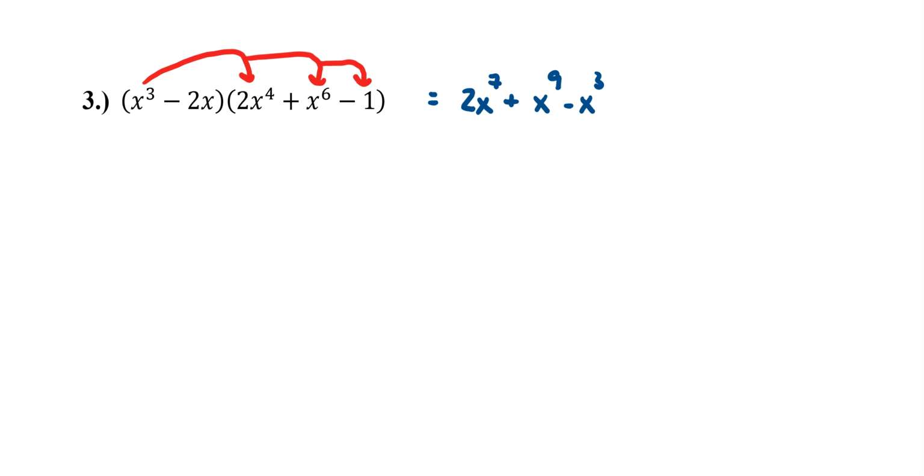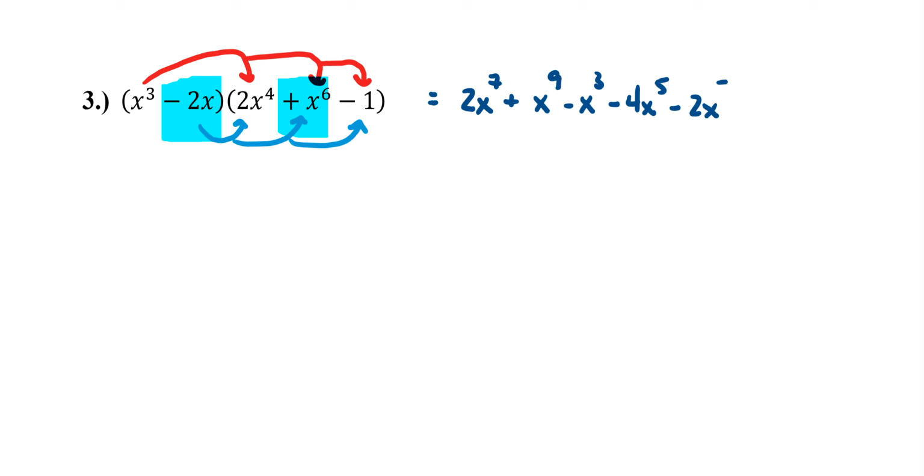And now we're going to do the same thing for negative 2x. Just make sure that negative is coming with it. So negative 2x times 2x to the fourth is going to give us negative 4x to the fifth. So we added the exponents together. Always remember too, there is an exponent of 1 when there's no exponent written, right? So we then have negative 2x times x to the sixth. That's going to be negative 2x to the seventh, 1 plus 6 for the exponents. And then lastly, negative 2x times negative 1 gives us plus 2x.